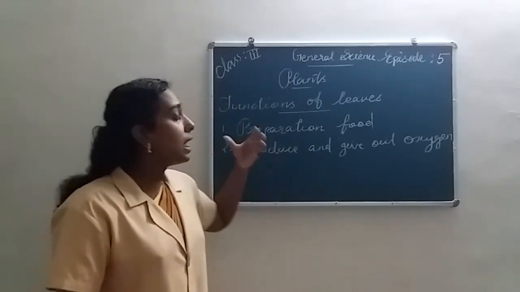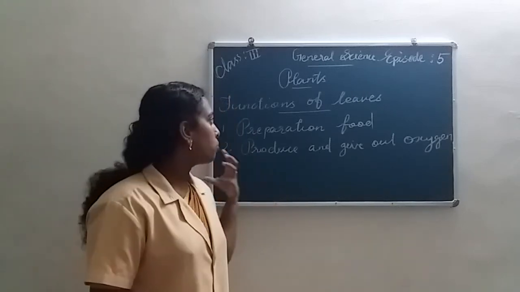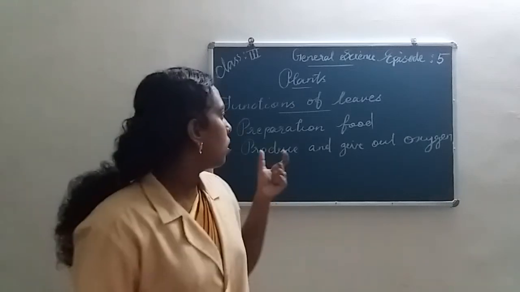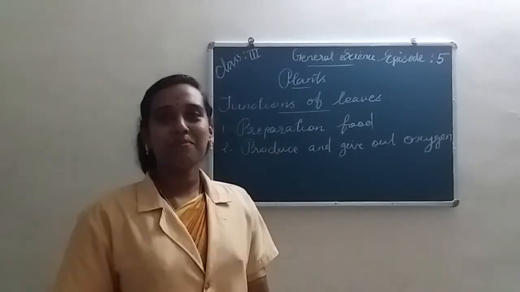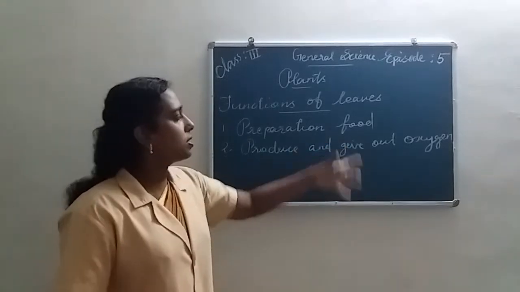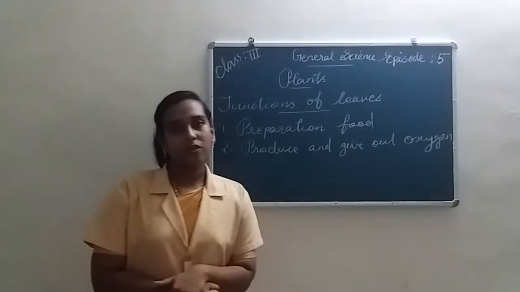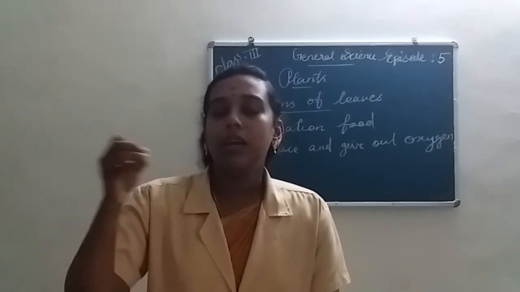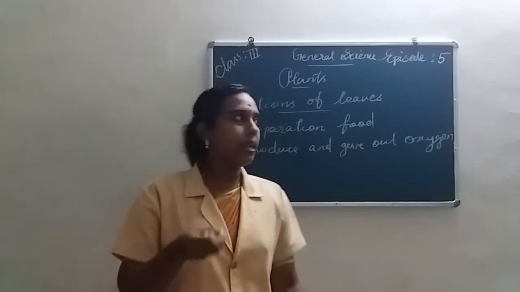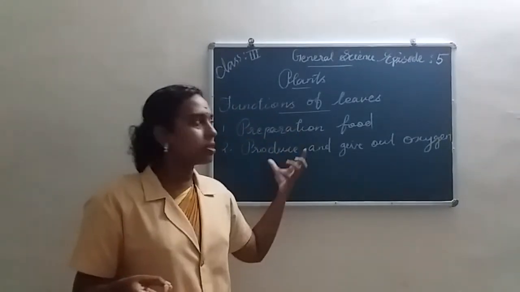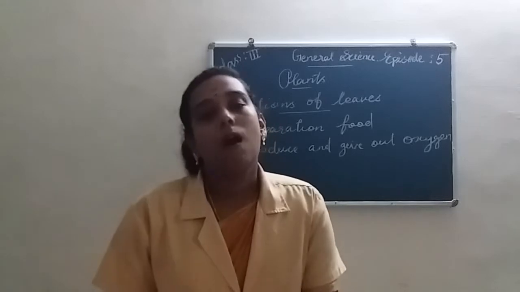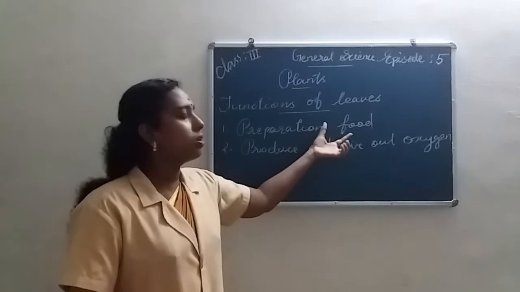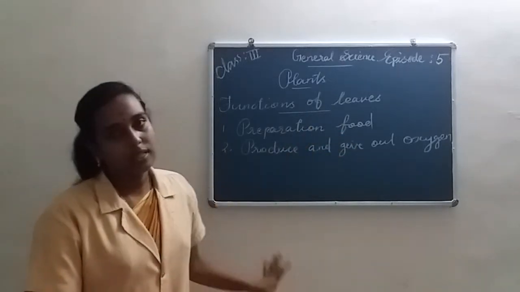And the leaves need carbon dioxide for preparation of food. And the leaves give out oxygen at the end of photosynthesis. Which gas do leaves need during the process of photosynthesis? Carbon dioxide. The gas carbon dioxide is needed by leaves for the process of photosynthesis.